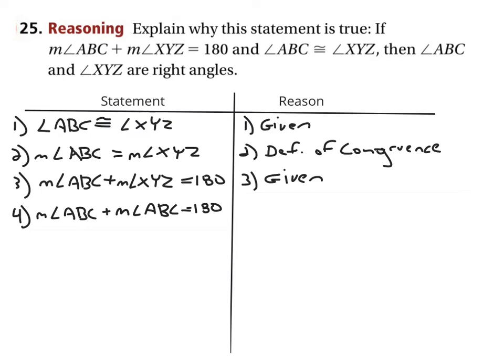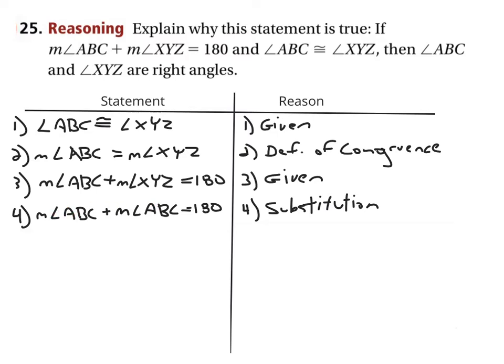Notice that after they gave us that the angles are congruent, we made the statement that their measures are equal. Since they are equal, we're allowed to use the substitution property to take anything that's already there, in this case the measure of angle XYZ, and replace it with anything that it's equal to. Here, the measure of angle XYZ is equal to the measure of angle ABC. So I replaced this with what it's equal to. And how was I able to do that? Substitution.